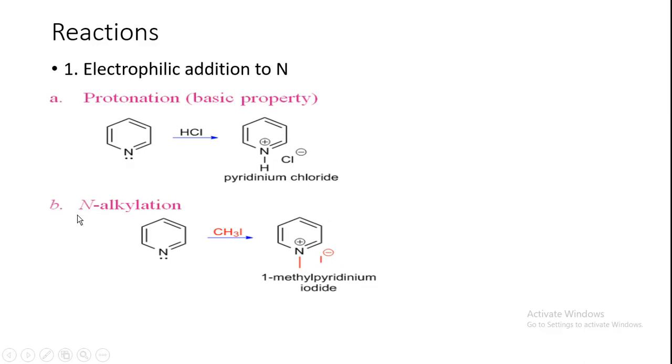Then next, N-alkylation. N-alkylation means there will be addition of an alkyl group to the nitrogen. So here also, from CH3I, methyl iodide, this methyl group is directly attached to the nitrogen to form 1-methylpyridinium iodide. Okay, so these are the two electrophilic addition reactions to nitrogen.